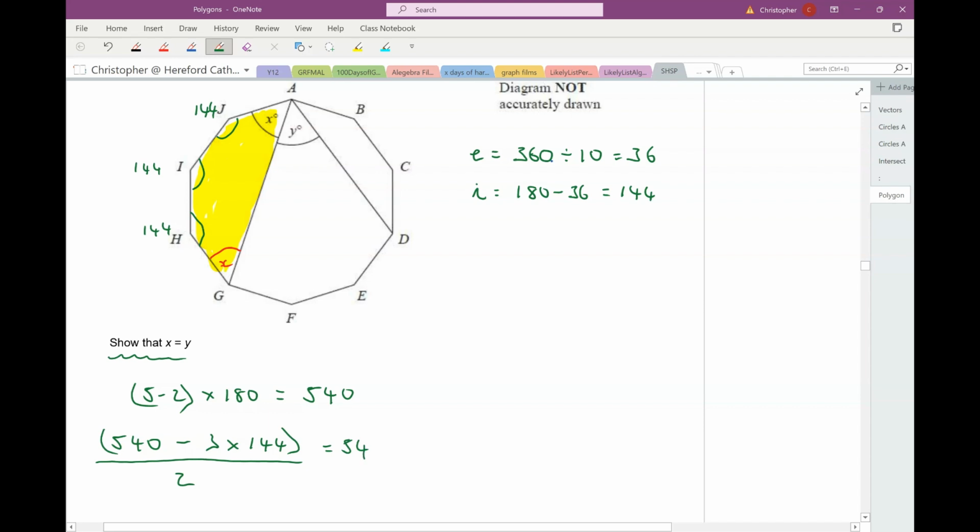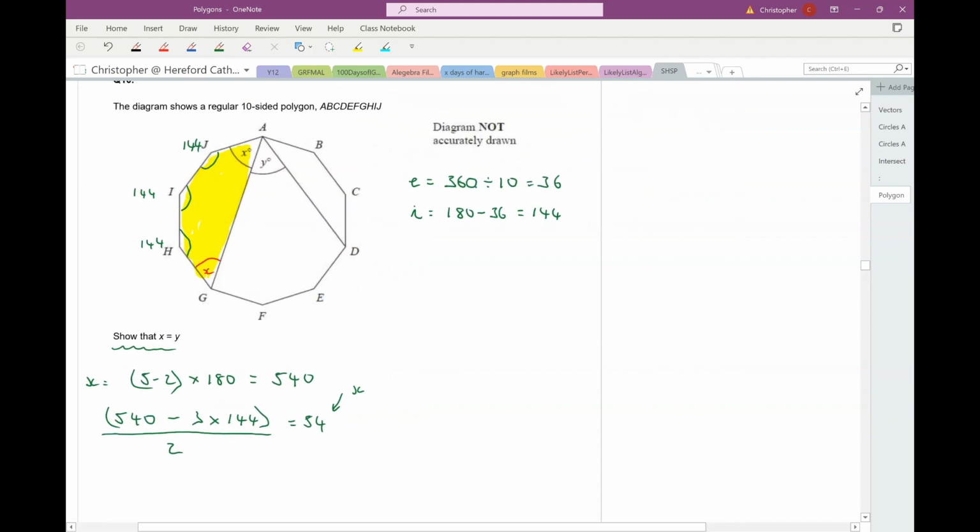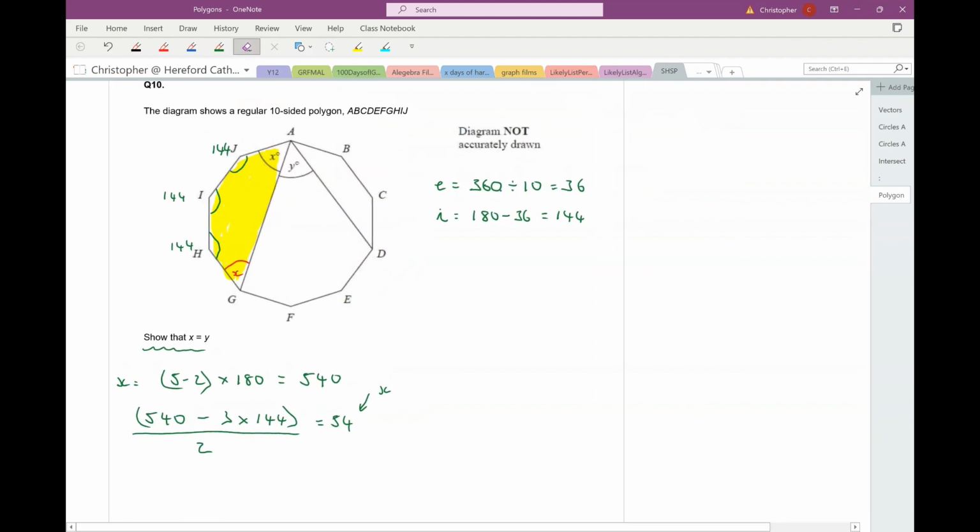All right, so x is 54. Let's make this really clear and just say x equals 54. Right. Now, how can I find y? Let's have a look. Let's get rid of all that now. I've done all that. Good. How can I find y? I'm not quite sure how to find y.